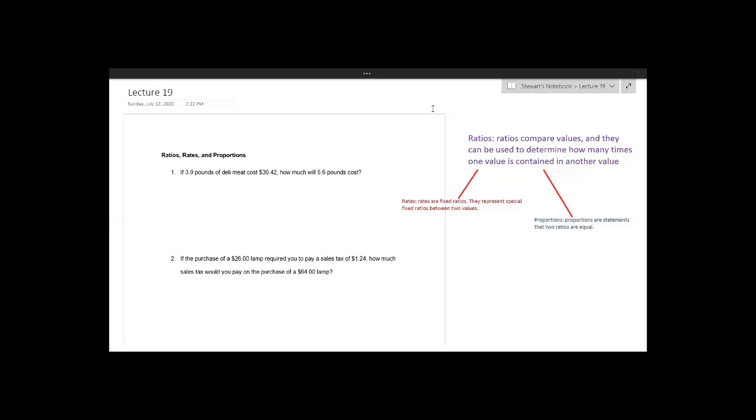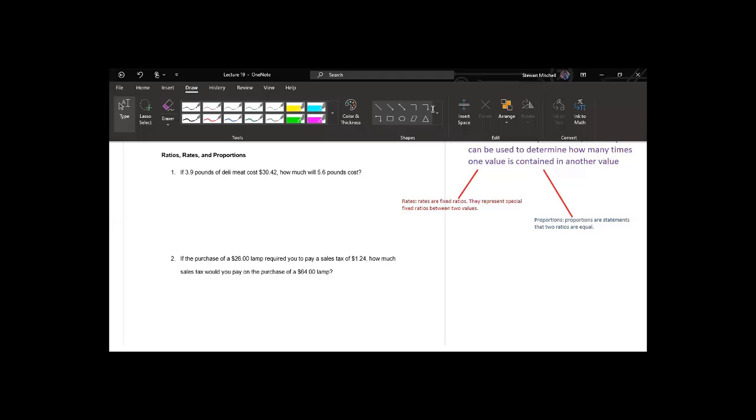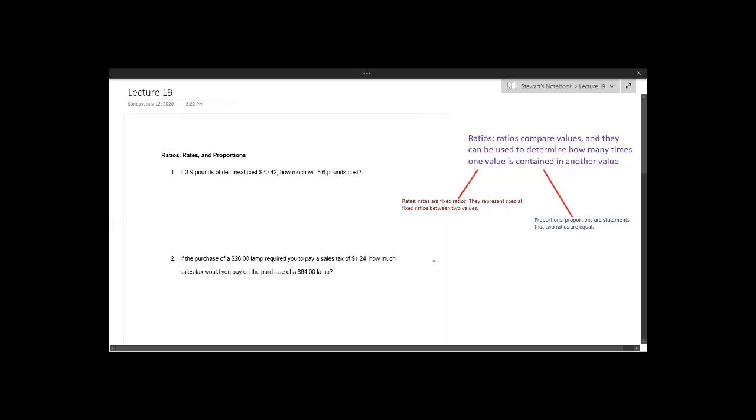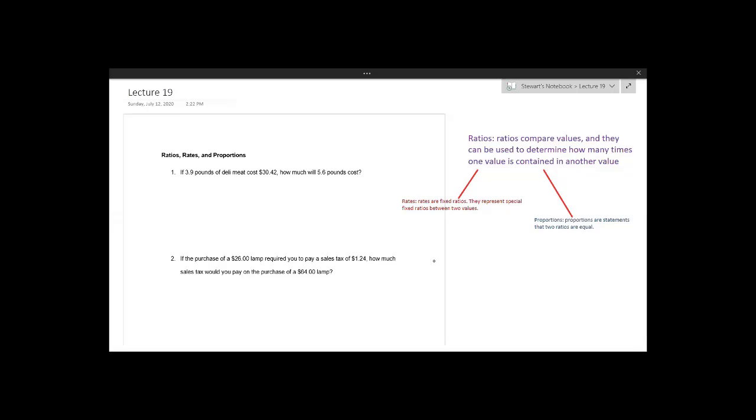Okay, so the first problem is going to deal with rates, because we have to find how much money you're going to spend per pound of meat, so that we can make a comparison for a larger amount using the same rate. So if 3.9 pounds of deli meat costs $30.42, how much will 5.6 pounds cost?